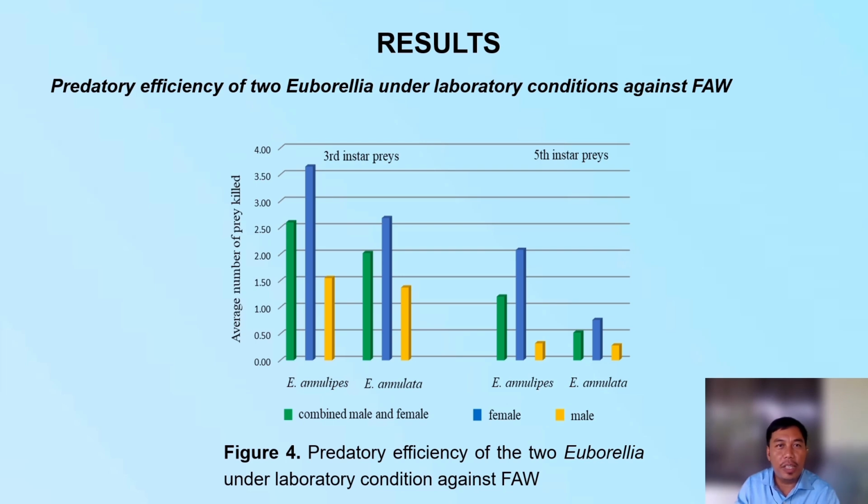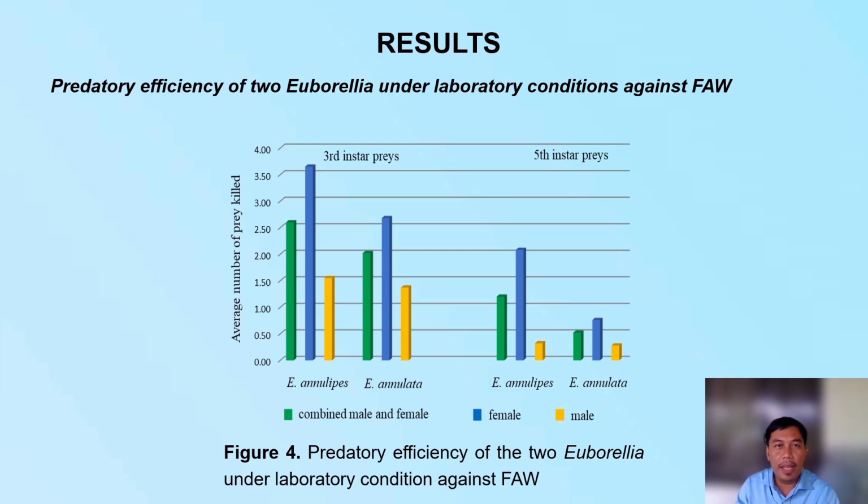Similar to the results using third instar prey, the larger E. annulipes killed more fifth instar prey than the smaller E. annulata, and females of both predators killed more prey than males. All of the killed fifth instar prey by both predators were not fully consumed, leaving huge chunks of leftover cadavers.